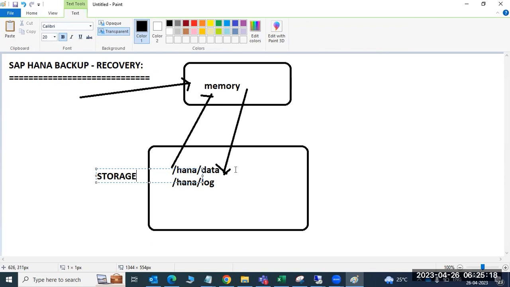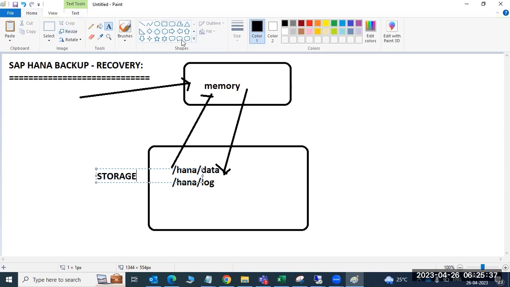But what if the data folder and log folder also crash? Then how can you recover it? You cannot recover it. Why? You cannot restore it. How can we do that? We cannot do that. So that's why we have to take the backup.